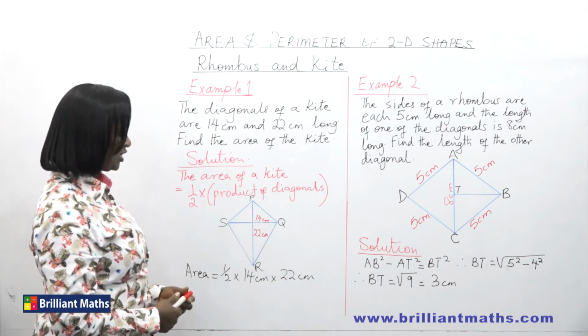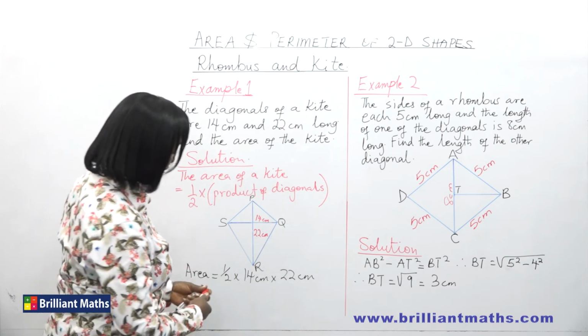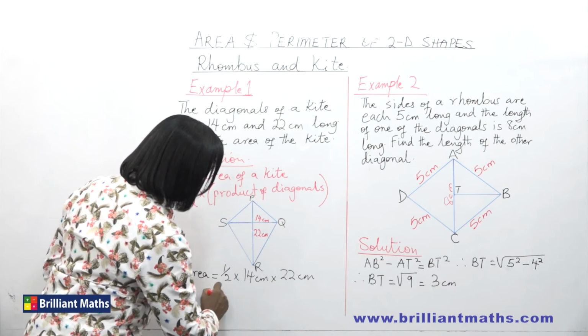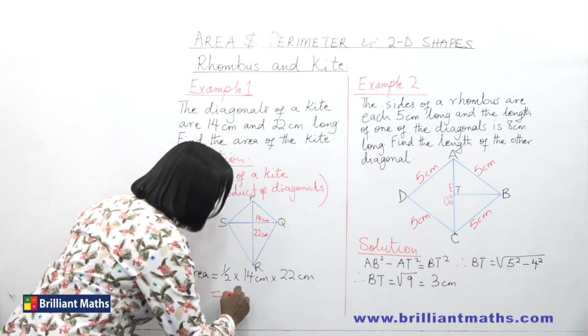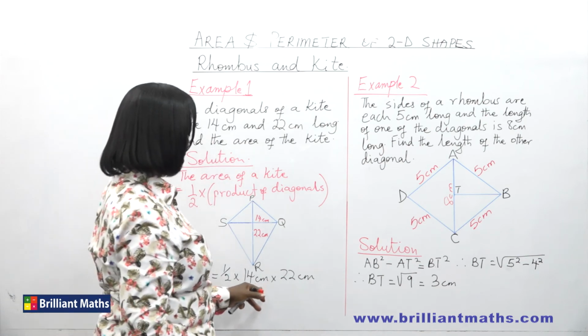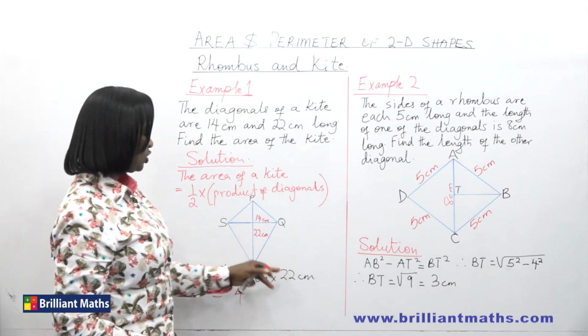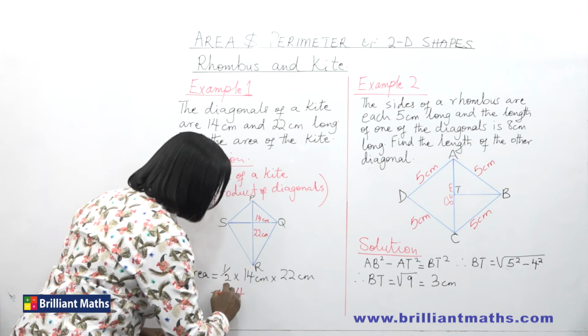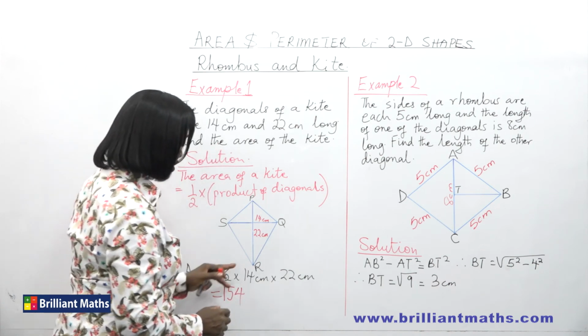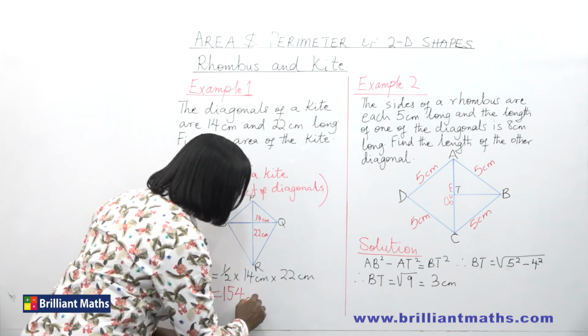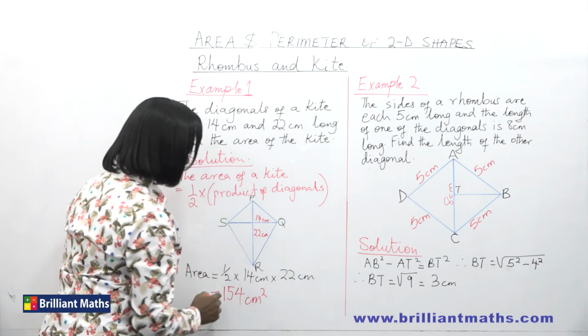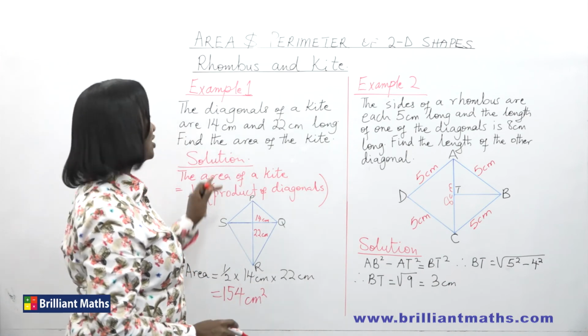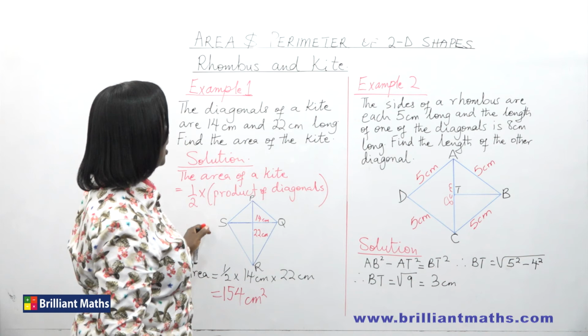In this diagram, the diagonals are 14 centimeters and 22 centimeters respectively. So the area of this kite is half times 14 centimeters times 22 centimeters. Half of 14 is 7. And 22 times 7, 7 times 2 is 14, carry 1. 7 times 2 again is 14 plus 1, 15. So half the product of the diagonals will give us 154 centimeters squared. So that's the area of this kite.